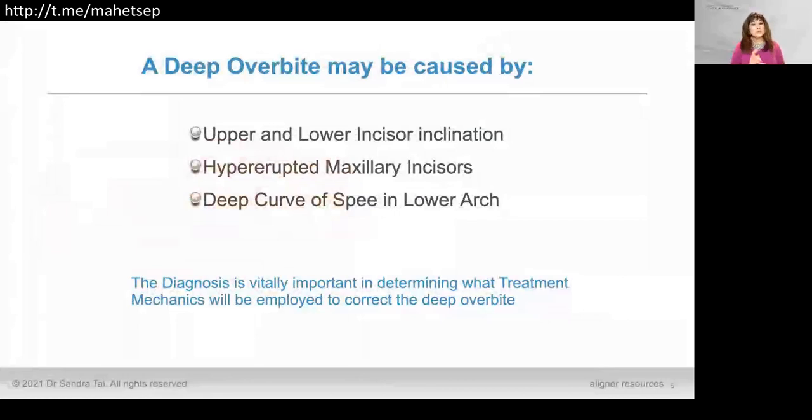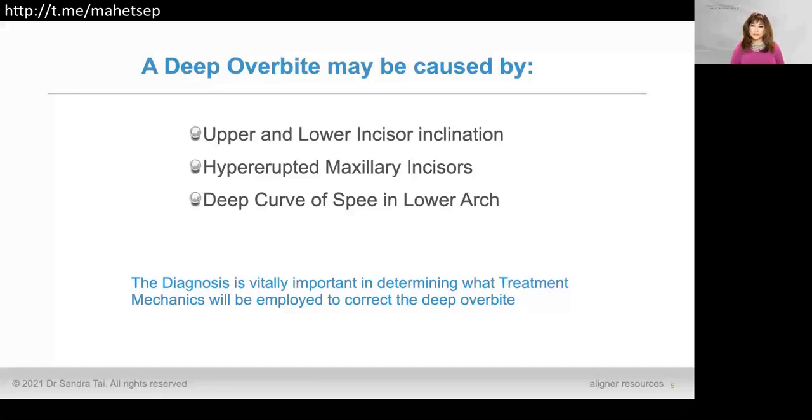All through the course, there will be an emphasis on diagnosis, treatment plan, ClinCheck design, and then clinical execution. So let's start off with our diagnosis. A deep overbite may be caused by the following three factors: upper and lower incisor inclination. Sometimes your upper and lower incisors are both retroclined, and that leads to a deep bite. Hypererupted maxillary incisors: you can see that when the patient smiles, the incisors are hanging down, there's excessive gingival display, and a deep overbite. And finally, a common cause of deep overbite malocclusions could be a deep curve of Spee in the lower arch.